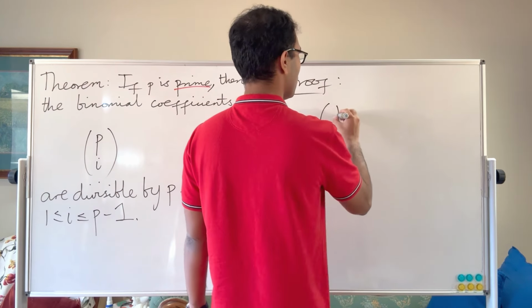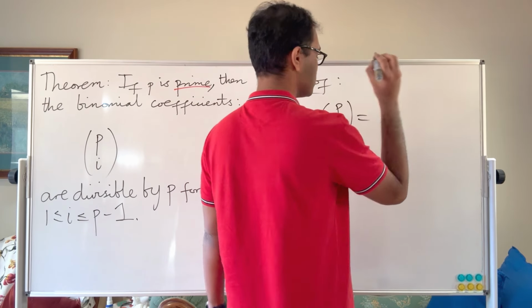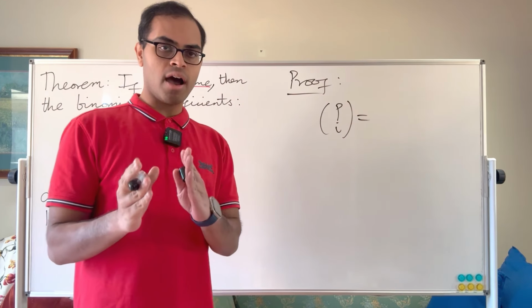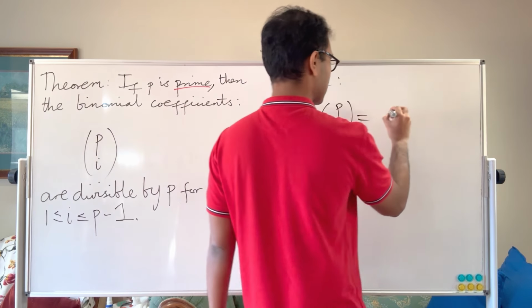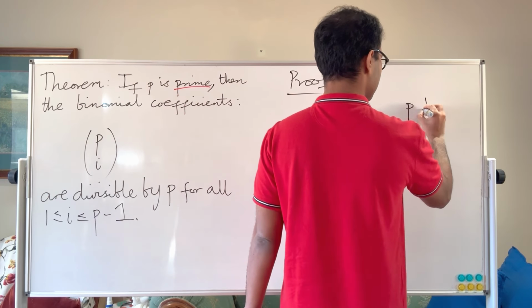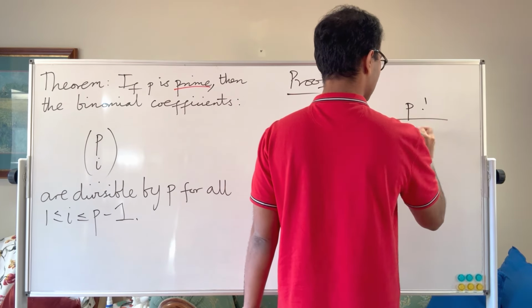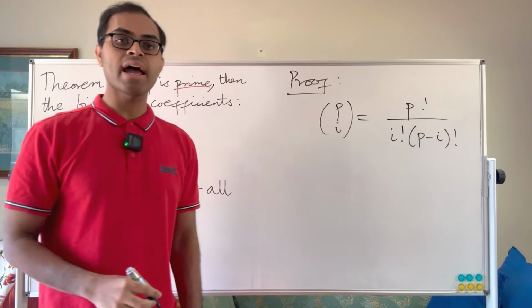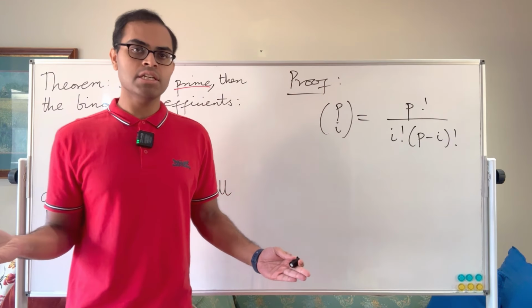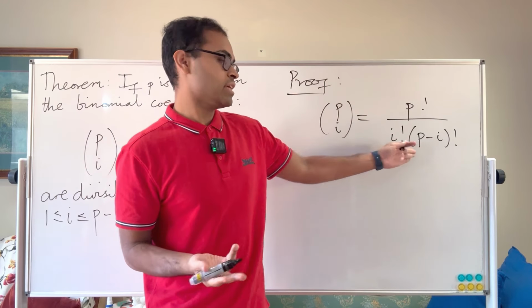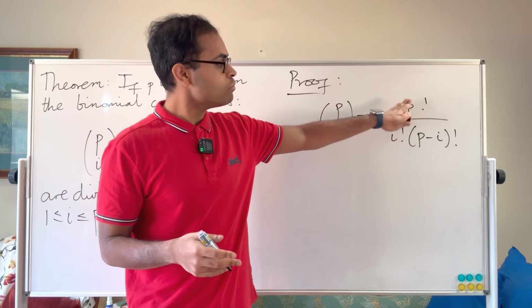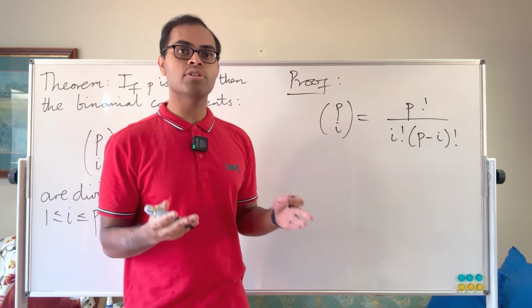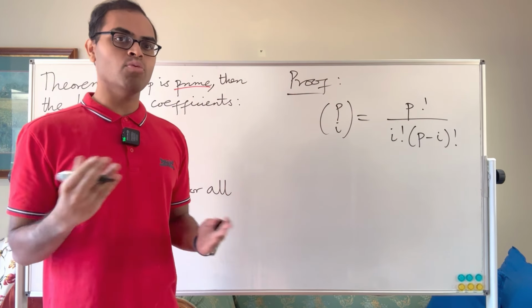So why is that? Well, p choose i is going to equal the following. If you think about how you get a formula for the binomial coefficients, it's p factorial over i factorial times p minus i factorial. And it's an integer, which is actually quite interesting. We know that, and we want to now show that this is an integer divisible by p as long as i is between 1 and p minus 1.